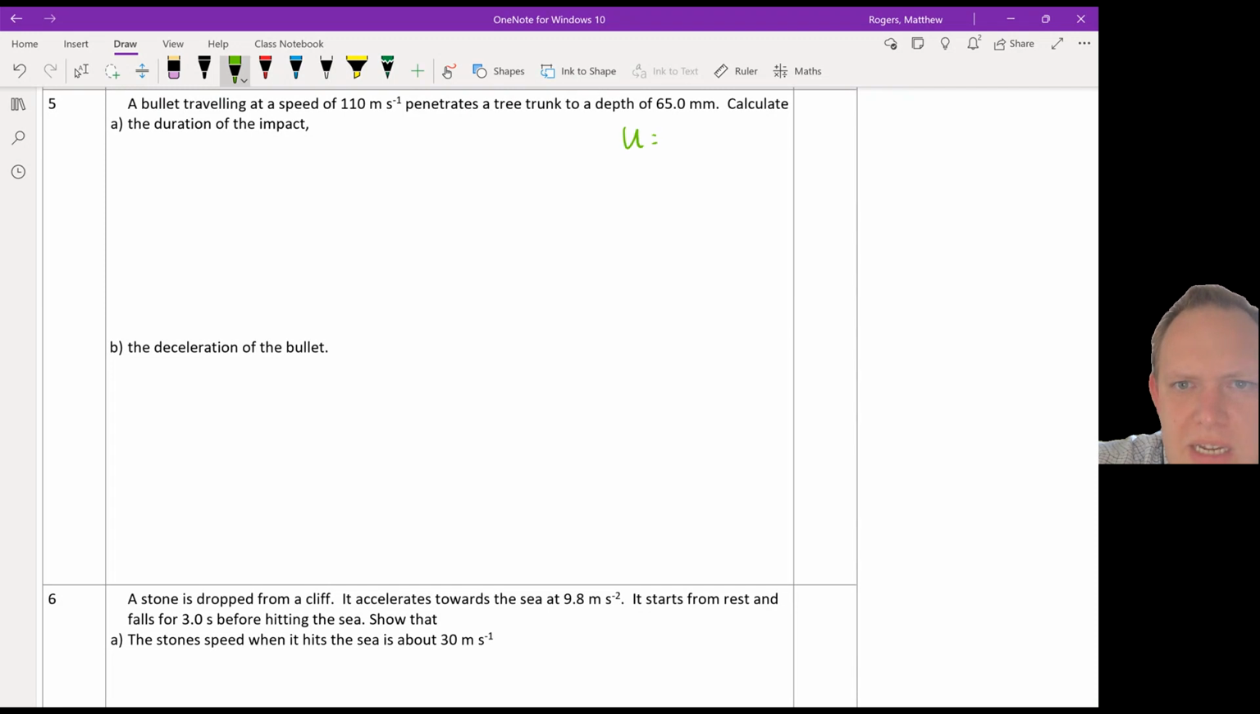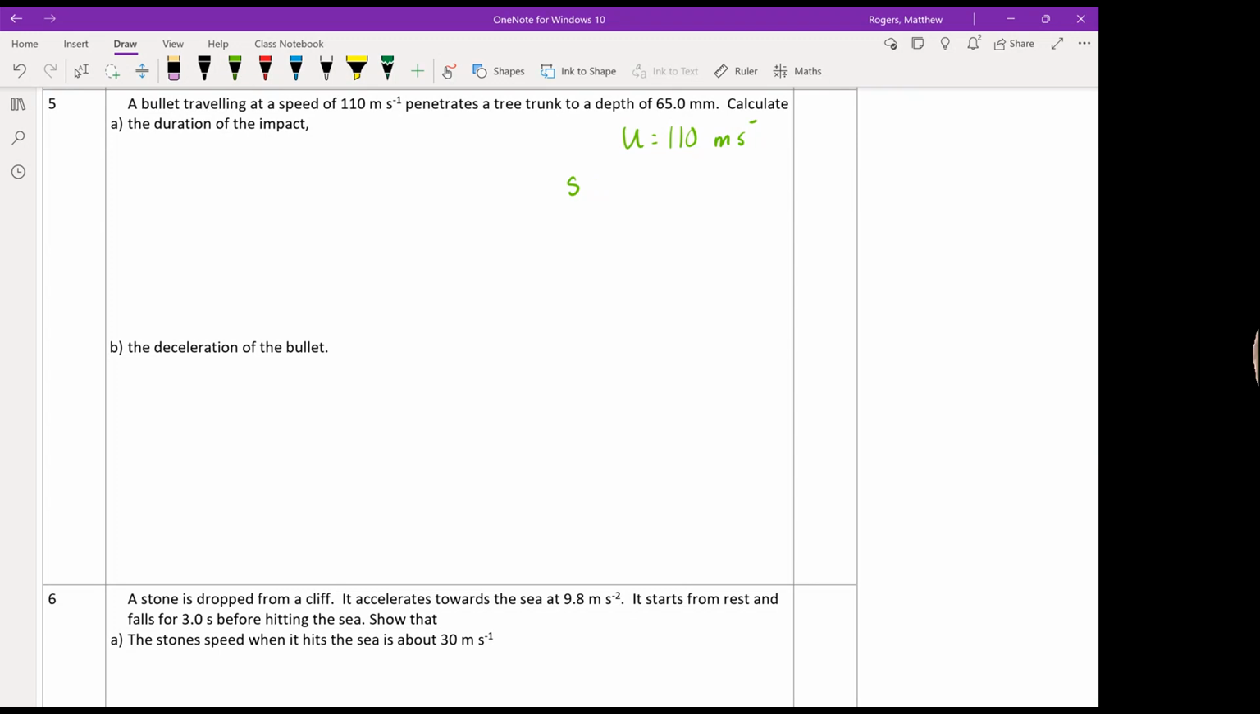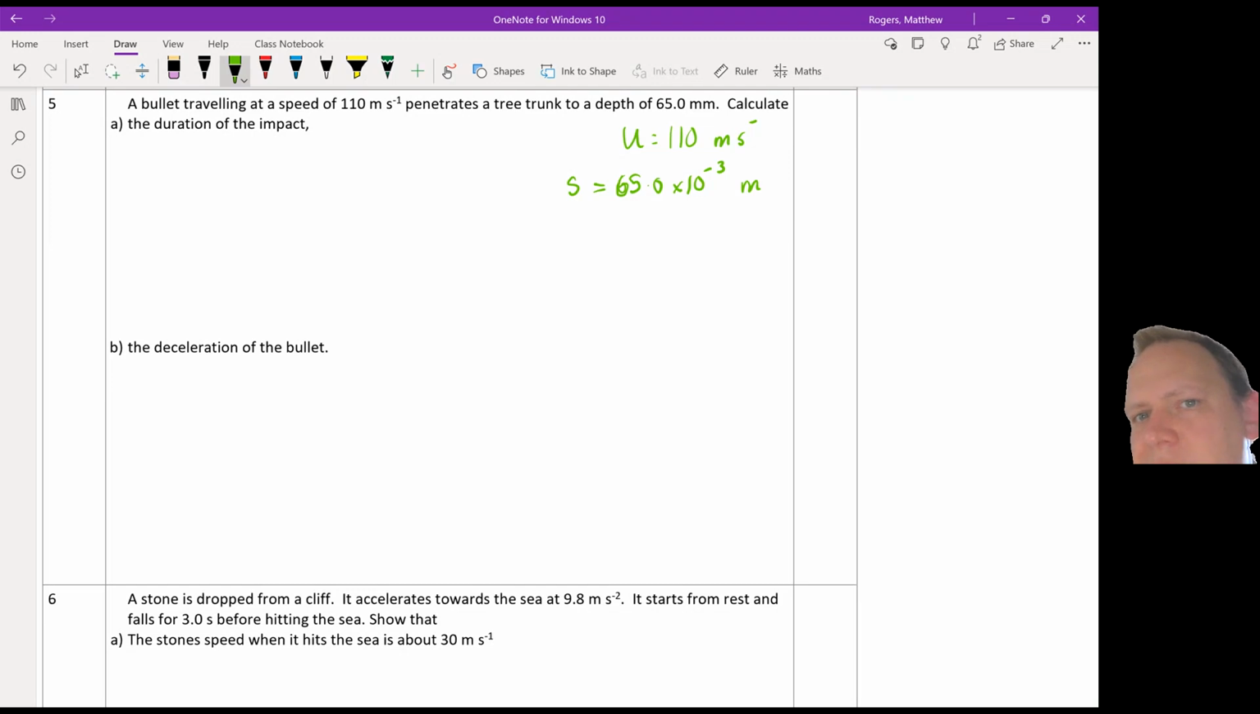In this case, the initial speed is 110 meters per second, and the depth, that's the displacement of the bullet during the impact, 65 millimeters. We're going to be careful with the unit here because we want this normally in meters. So 65.0, and then the prefix milli means times 10 to the minus 3. Rather than trying to write 0.00 and getting into a mess with how many zeros to write, we just transfer the prefix straight into its power of 10.